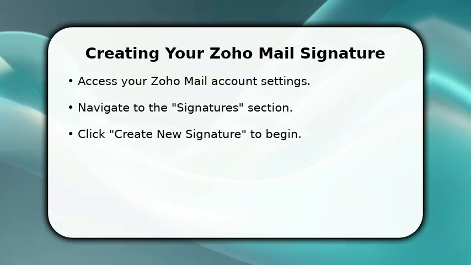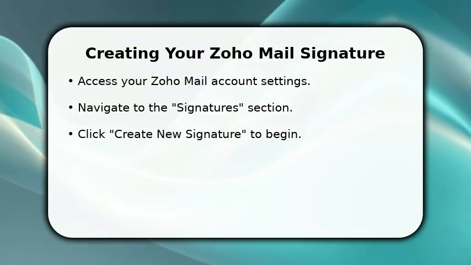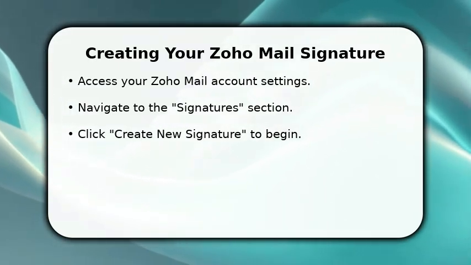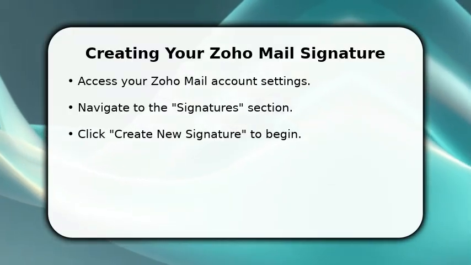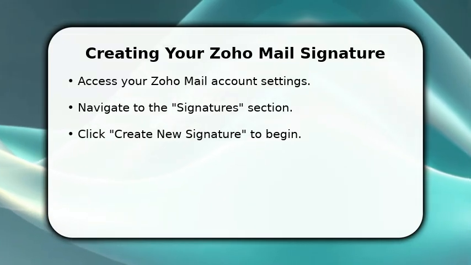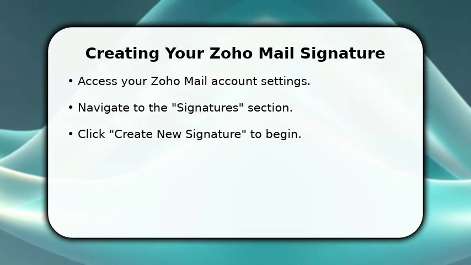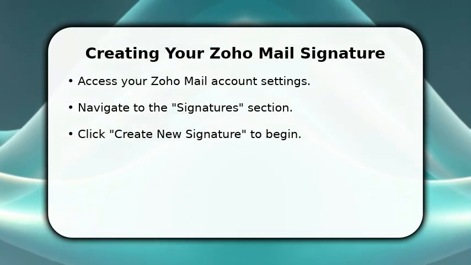Then, locate the settings icon, usually found in the top right corner. From the settings menu, find and click on the signatures option. This is where you will manage all your email signatures. Finally, click the Create New Signature button to start building your professional email closing.